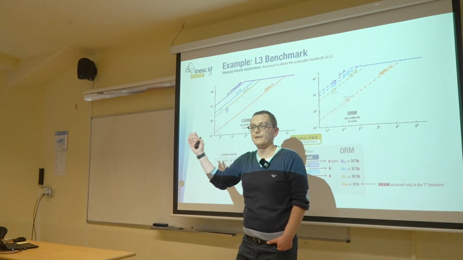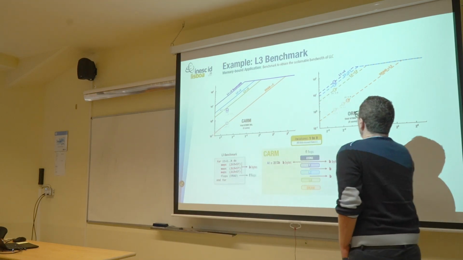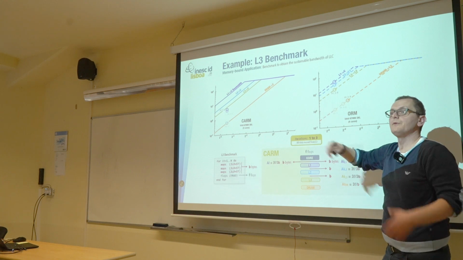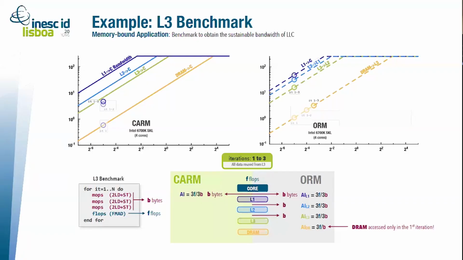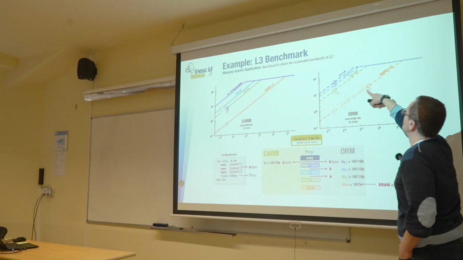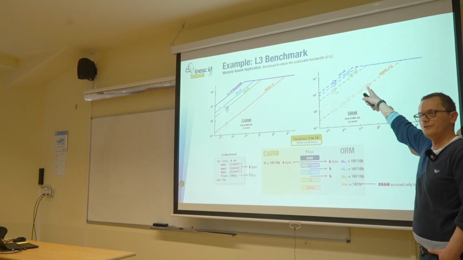That is how you interpret in CARM. In ORM, your points will stay the same for L1, L2, and L3 because you will be missing all the time, and your DRAM points will start sliding. So if I add more iterations, for example, here, you will see that I'm hitting the L3 line in CARM, and in ORM, you will start seeing points sliding and sliding over the DRAM line.